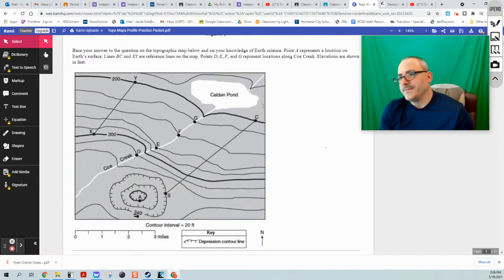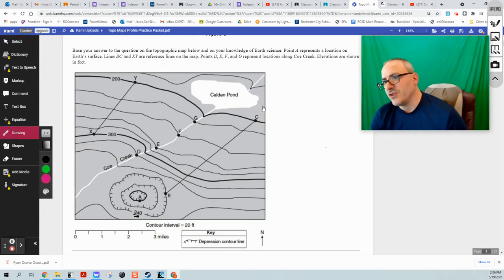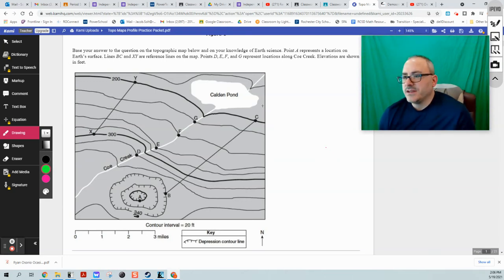So we're going to do a profile. I'm going to start with a drawing tool here, and I'm going to do green. I like green right now. I'm going to start with B, and I'm going to go to C. Let's see. Do I know where any of these things start? Well, I noticed that C is this dark line here, and if I follow that dark line, I see that this dark line represents an elevation of 200 feet. So let me mark that right now. 200 feet. That's where C is. B, where is B? Well, it's marked too. B is marked at 340 feet. Okay.